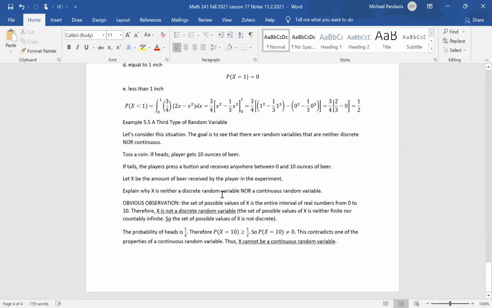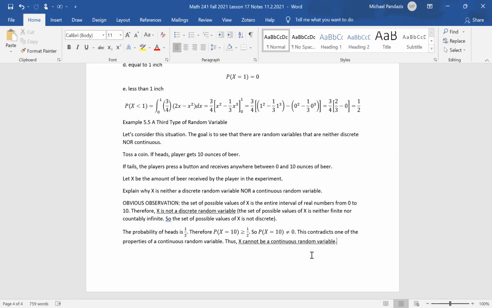So we still have an experiment and we have a random variable. It's just one that's neither a discrete random variable nor a continuous one. This is an example showing by construction how there are variables that are neither discrete nor continuous. Okay, so we'll stop here.